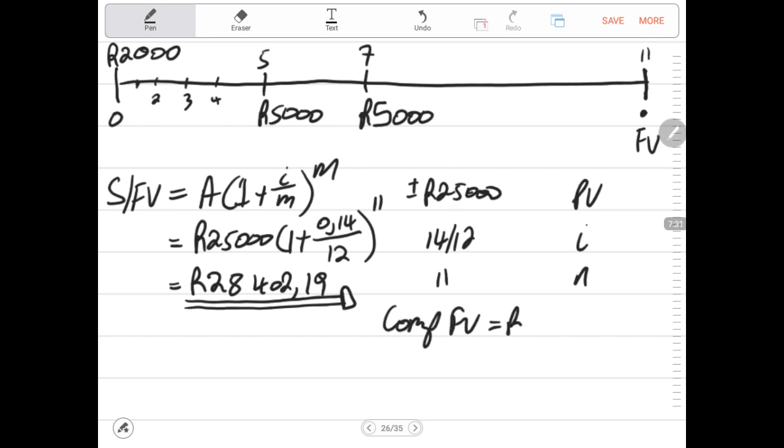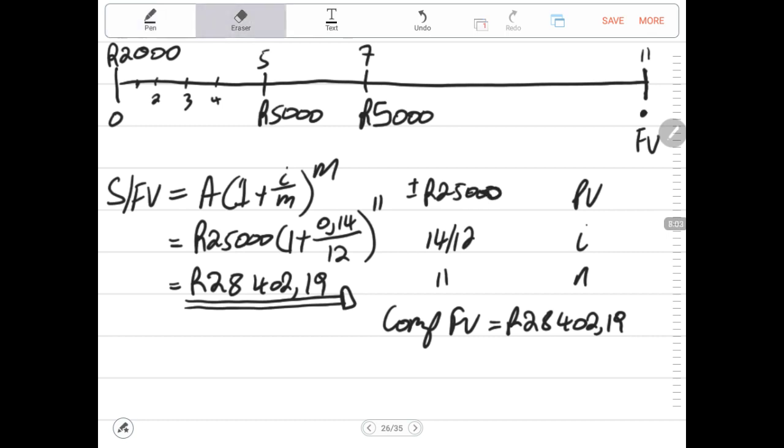Now let me use the functions of the calculator. Second function alpha 00 to clear the screen. Plus minus 25,000 is our present value. 14 divided by 12 is our interest. 11 is our N. We compute future value, and again I get 28,402 rand 19 cents. Nothing changes. It doesn't matter if you use the functions of the calculator or just the manual calculation.